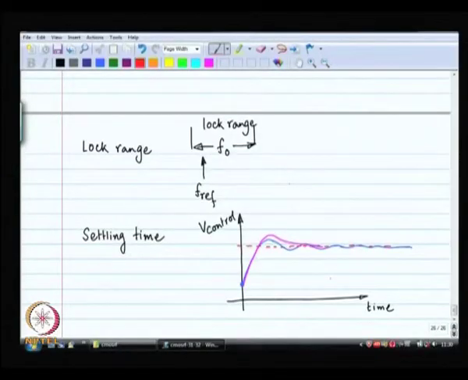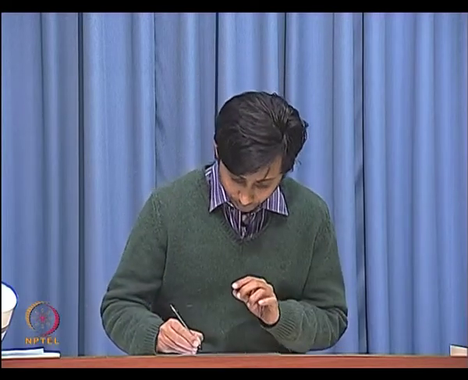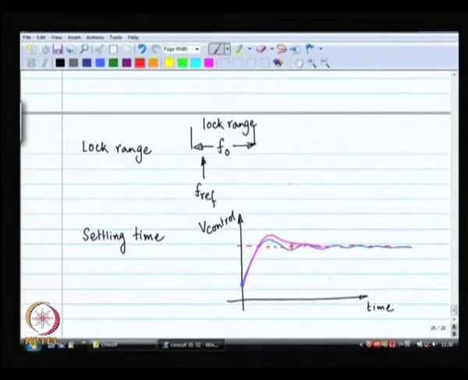Now, the definition of settling time, etc., is of no concern. What you are really finally trying to do is achieve oscillations with a certain amount of jitter or certain amount of phase noise. So, you want to reach your target value with a certain amount of accuracy. That will decide how much time it has taken for you to reach the target frequency.